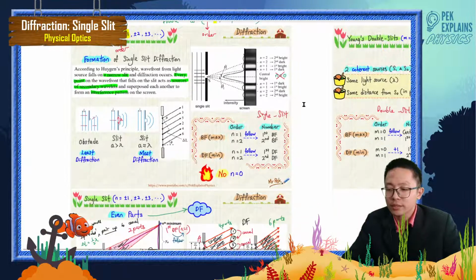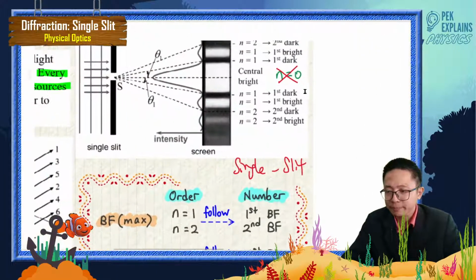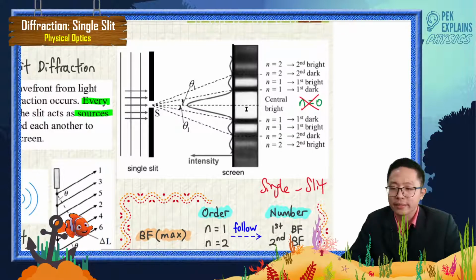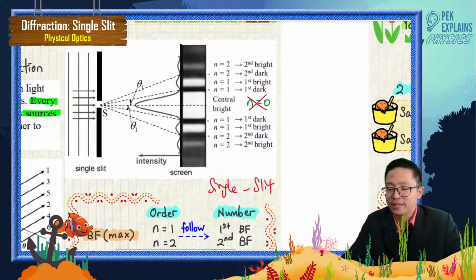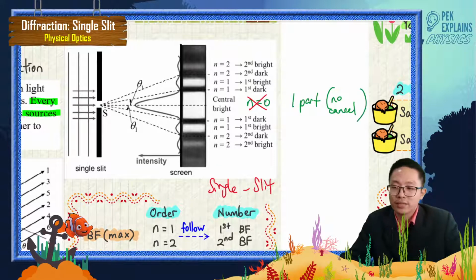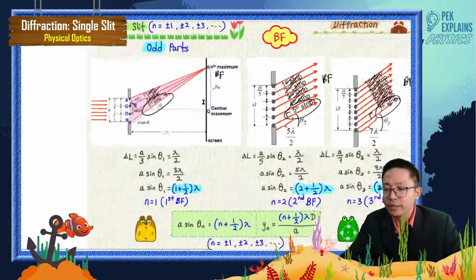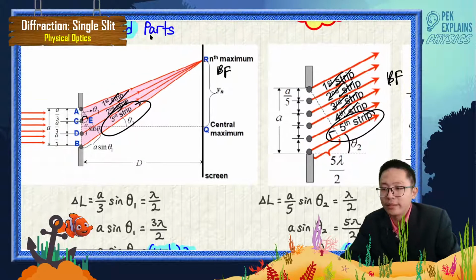That explains why the central bright fringe is the brightest, because it only has one part and no cancellation of light at all. So that's why it has the brightest intensity. But for the first bright fringe, the intensity suddenly drops drastically, because it is left with only 1/3 of the light.